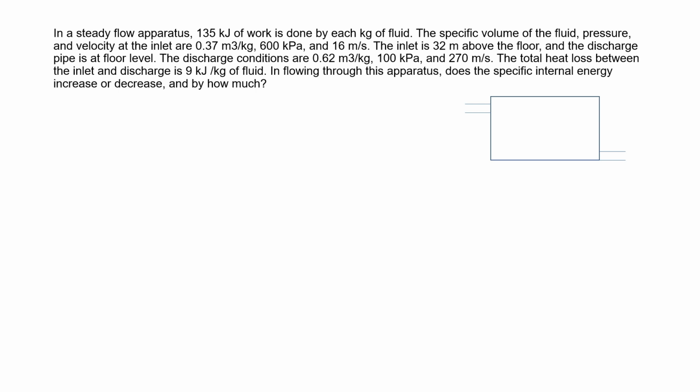We will do another problem on steady flow energy equation. Here, the problem is in a steady flow apparatus, 135 kilojoule of work is done by each kilogram of fluid. The specific volume of the fluid, pressure and velocity at the inlet are 0.37 meter cube per kilogram, 600 kilopascal and 16 meter per second.